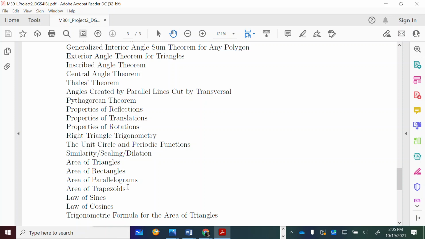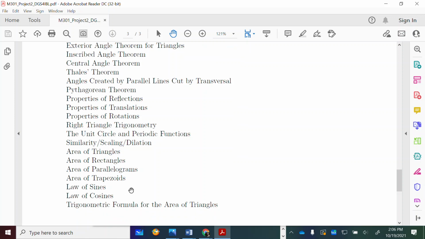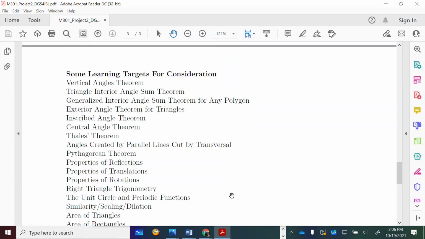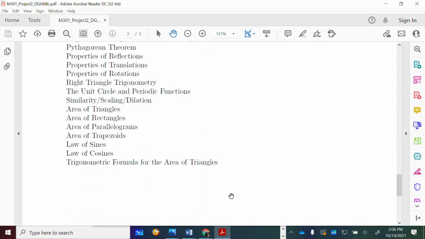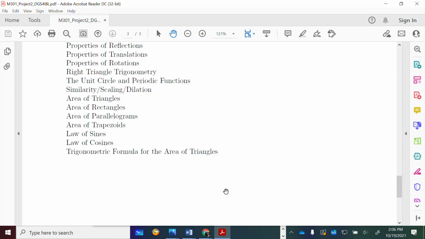My daughter in 6th grade is learning these right now, and of course they're all static diagrams. And then if you're heading for pre-calculus and think you'd like to do that, both the law of sines and cosines would be nice things to explore with GeoGebra. And then there is a trigonometric formula for the area of triangles, 1/2 ab sine theta, where a and b are the lengths of two sides, and theta is the angle between them.